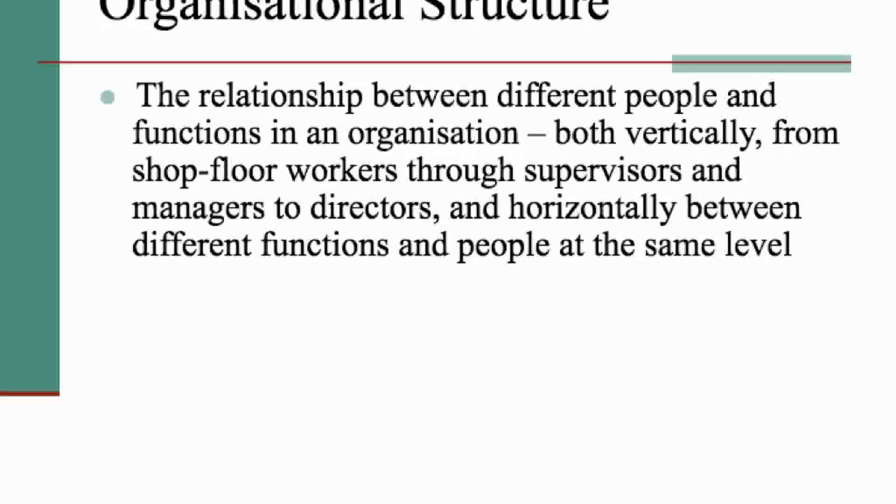So when we look at organisational structure, what is it we're actually trying to describe by those terms? It's the relationship between different people and functions in an organisation, and it can be vertically from shop floor workers through supervisors, managers to directors, and horizontally between the different functions of people at the same level. So remember, the different function areas will be human resources, marketing, operations management or production if you want to call it that, and the finance element.